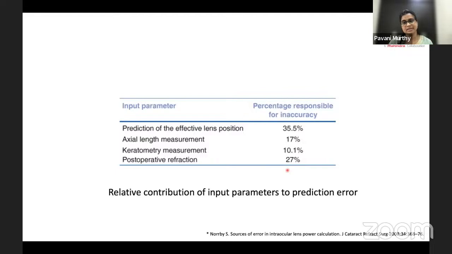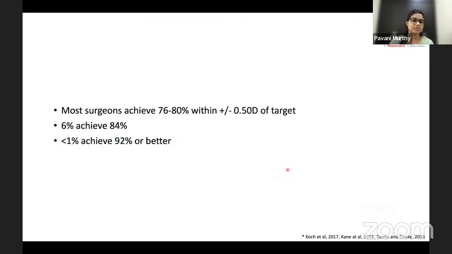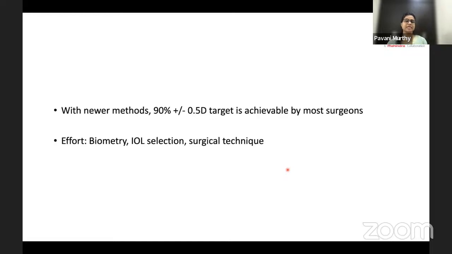This happens because the standard deviation of the subjective refraction is high, indicating a wide variety in the measurement of refractive outcomes. Most surgeons achieve their target refractive error within plus minus 0.25 diopters in around 76 to 80% of their cases. Only less than 1% of doctors will be able to achieve it for more than 92% of their cases. But with the advent of newer methods, newer technology, newer IOL formulae, most surgeons are able to achieve this target in 90% of their cases.